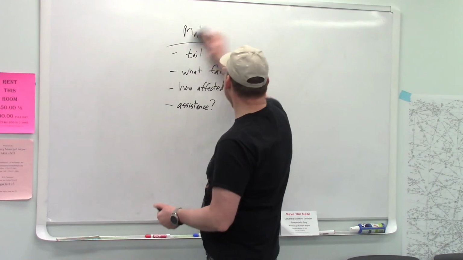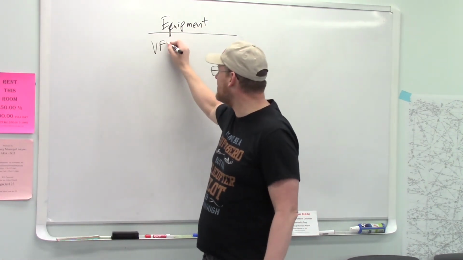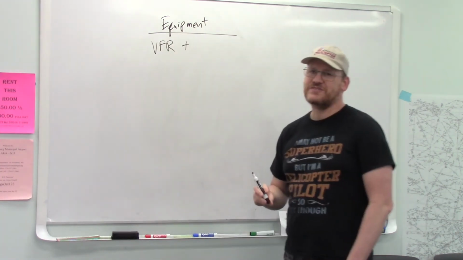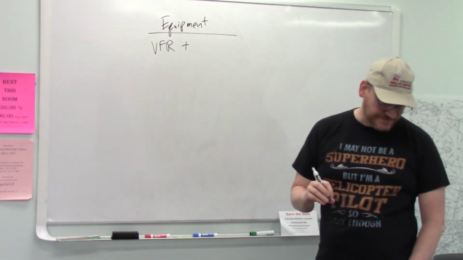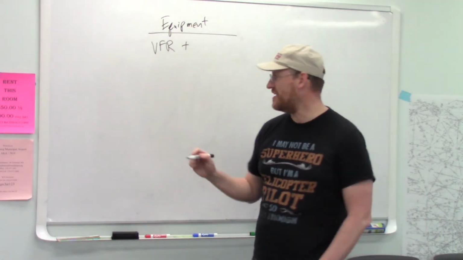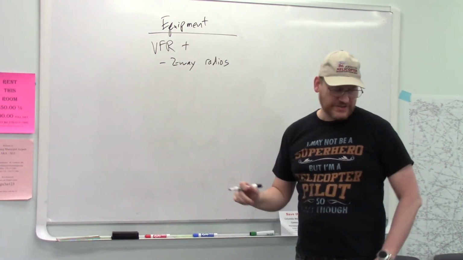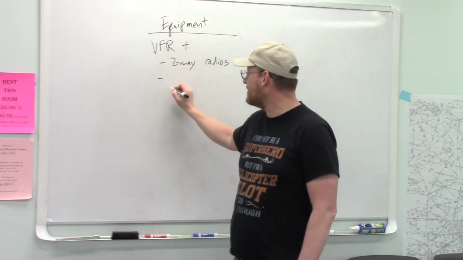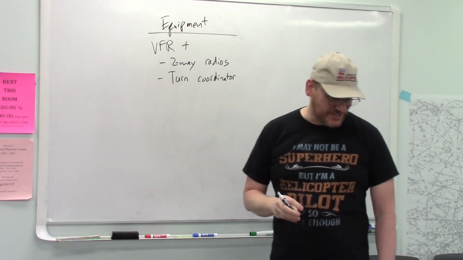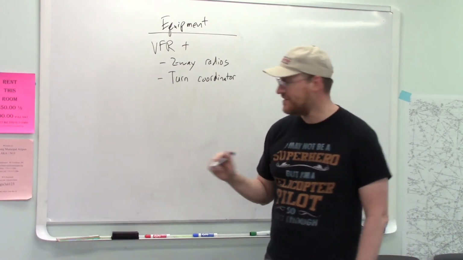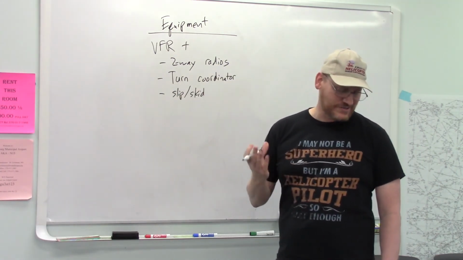Equipment. What do you need to fly IFR? VFR equipment plus tomato flames, however you remember that stuff from your private pilot ground school. You need that. Plus you need two-way radios. You have to be able to talk. You need a turn coordinator or a turn and bank. Either will work. Technically, a gyroscopic rate of turn indicator. Slip skid, that's the ball of your turn coordinator or turn and bank.